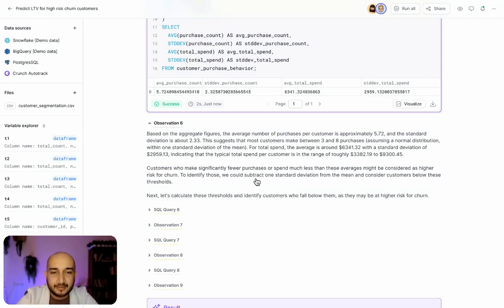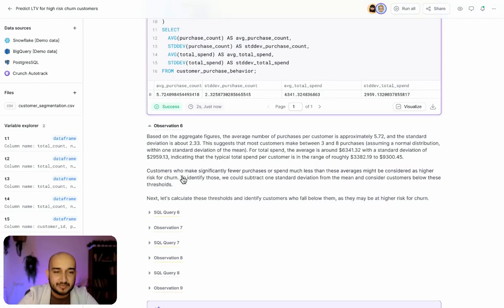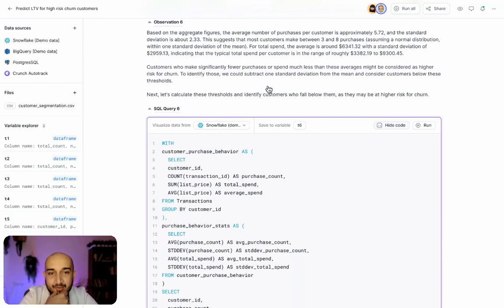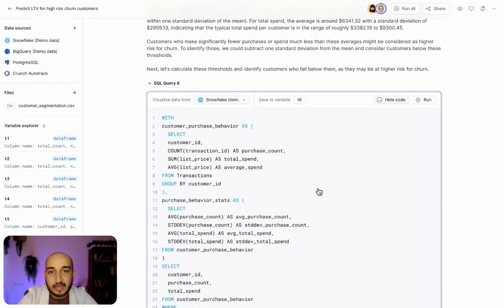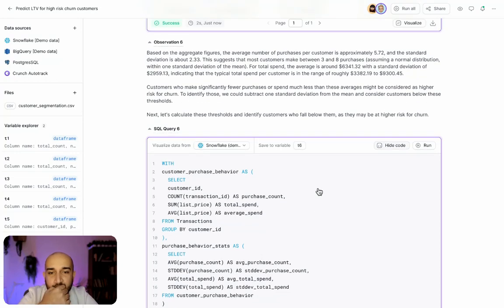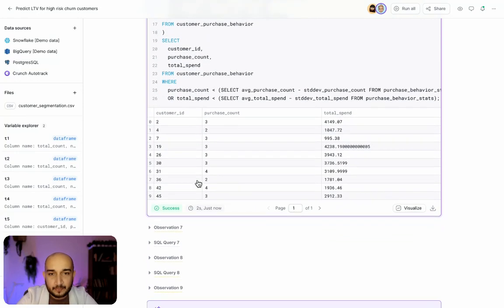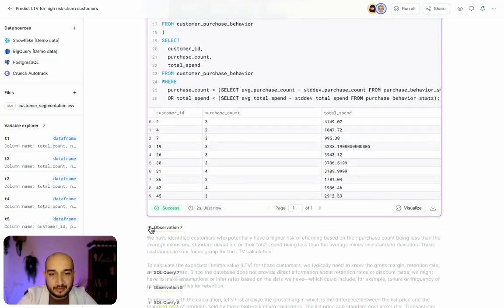If you're familiar with standard deviations and formulas, this is a very set-in-stone way of looking at it, which is cool because the system is sticking to it. Now it's saying, let's calculate the thresholds and identify customers who fall below them, as they may be higher risk for churn, of course. So it goes and does this query. I'm very curious what the query is. Okay, this makes sense. It's done a whole bunch of things here, and it explains as well.